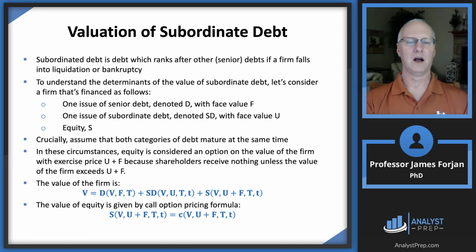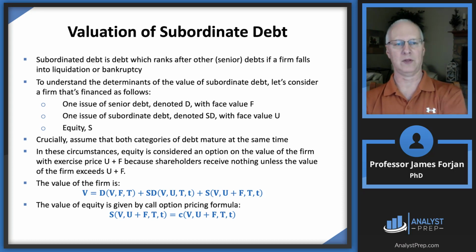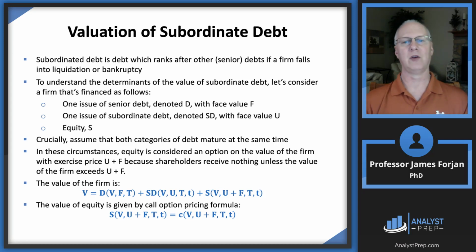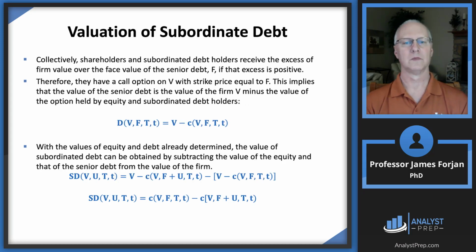It's kind of like, I don't really want to call it a compound option because that has some other implications. But the owner of a share of stock has multiple options: one option written on the senior debt, one option written on the junior debt. And of course, those options are related. The shareholder is betting that the market value of the assets is going to exceed the combined value of the junior debt and the senior debt. And that's what I did right here in that middle equation. So the value of the senior debt is the value of the firm minus the value of the option held by the equity and the subordinate debt holders.